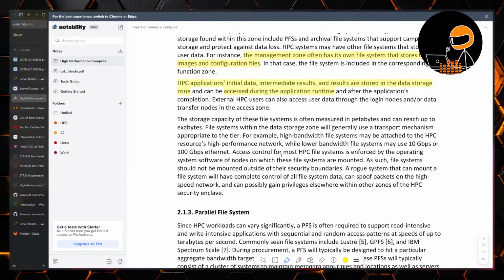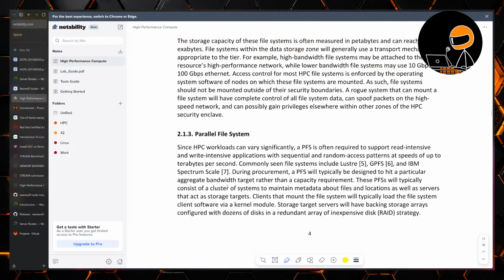Access control for high performance compute file systems is enforced by the operating system software of nodes on which these file systems are mounted. As such, file systems should not be mounted outside of their security boundaries. That makes a lot of sense. A rogue system that can mount a file system will have complete control of all file system data and can spoof packets on the high-speed network and can possibly gain privileges elsewhere within other zones of the HPC security enclave.